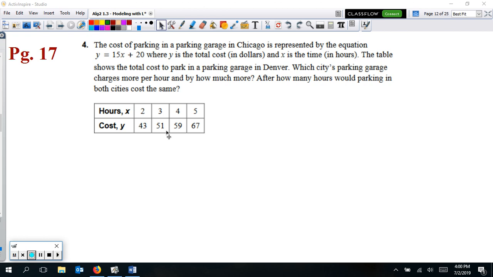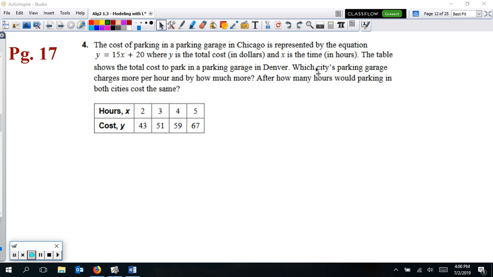Now the table, so here's another function, the table shows the total cost to park in a parking garage in Denver. So these are 2 different ways to represent a linear function. This is an equation, and here is a table of values, just a bunch of ordered pairs. So both of these are linear functions. They're asking which city's parking garage charges more per hour and by how much more? After how many hours would parking in both cities cost the same?